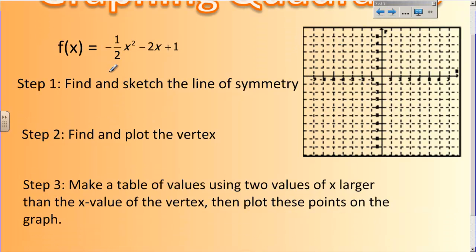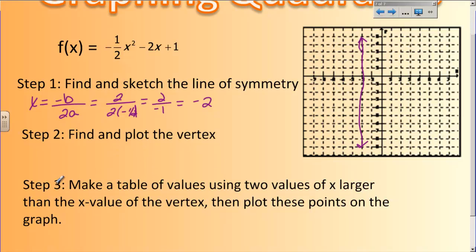Number one, you have to find and sketch the line of symmetry, which if you will remember is this equation, x equals the opposite of b over 2a. So we're going to take this equation right here and find the axis of symmetry. The opposite of b is going to be 2. And then 2a is going to be 2 times negative 1/2. If I multiply those together, 2 times negative 1/2 is negative 1, which just gives me negative 2. So my line of symmetry is at x equals negative 2, which is right here. I'm sketching really poorly, but it's this line right here on my graph.